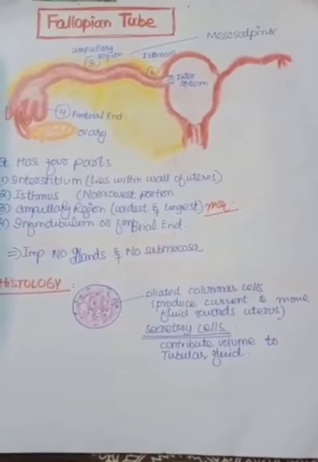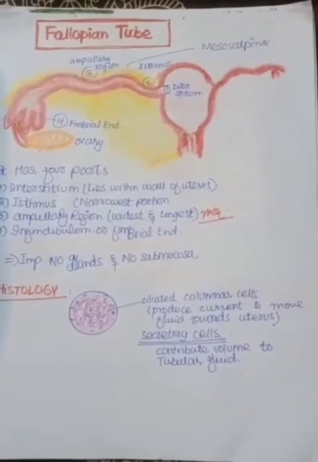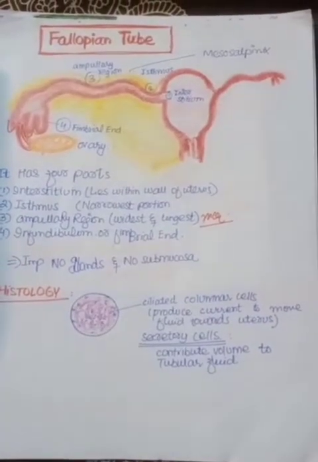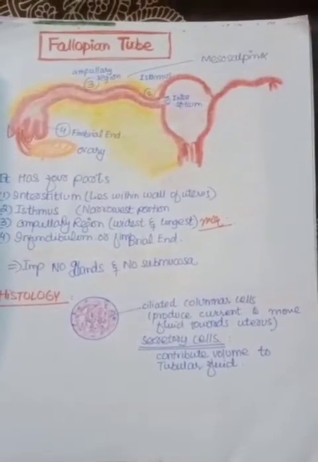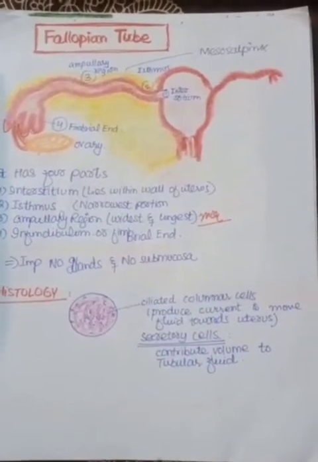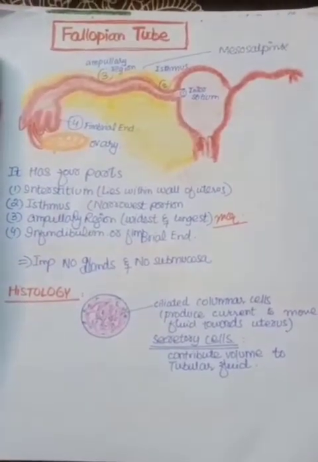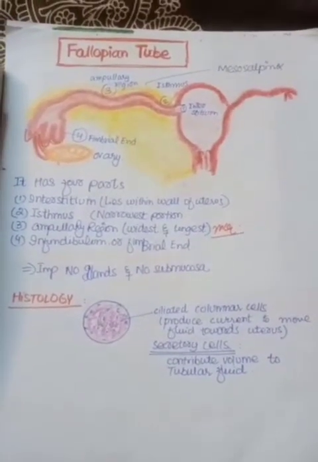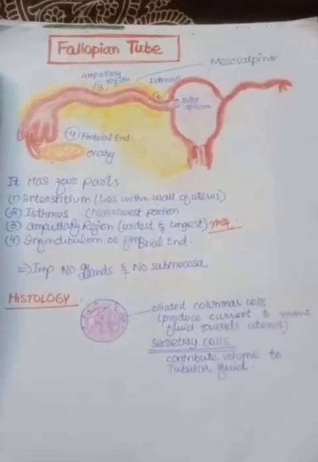In previous lectures, we have discussed the uterus, vagina, and the cervix. In today's lecture, we will discuss the fallopian tube, ovaries, and the blood supply and lymphatic drainage of the pelvic organs. It is very important. I will tell you the MCQs which are important, and mostly they come in the question paper.